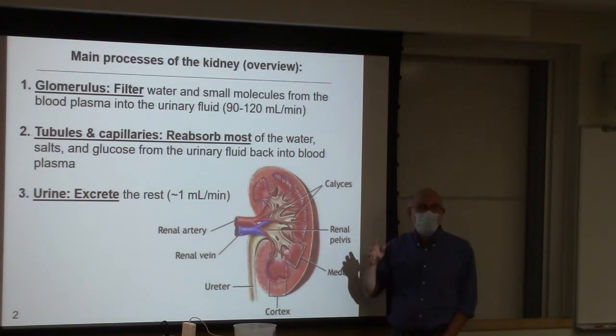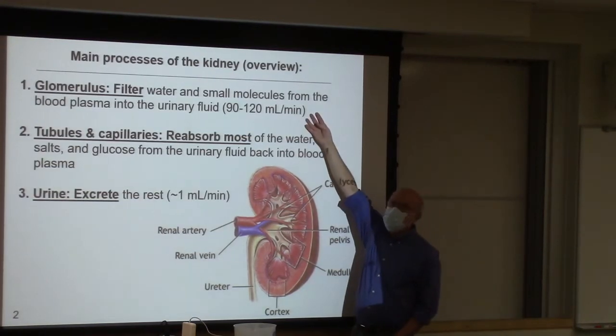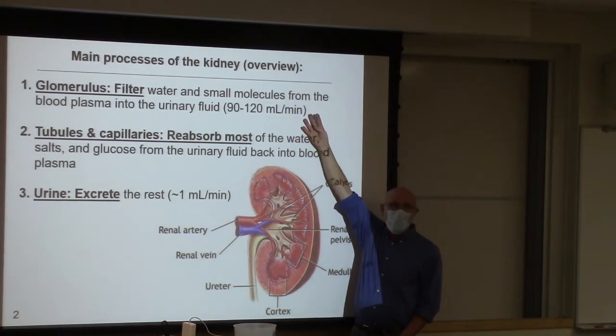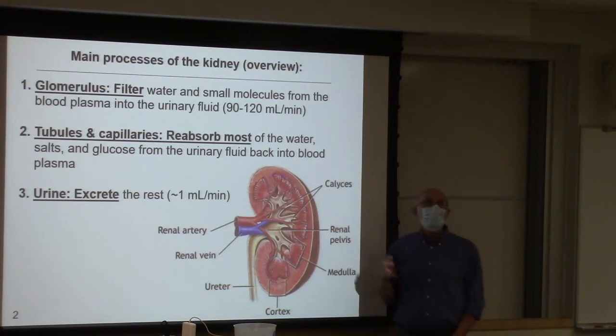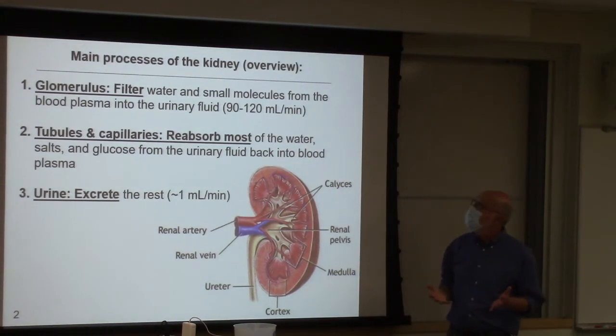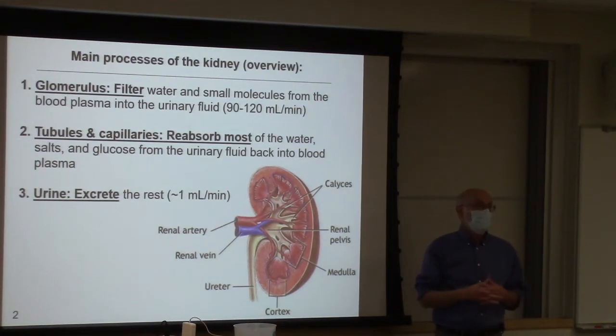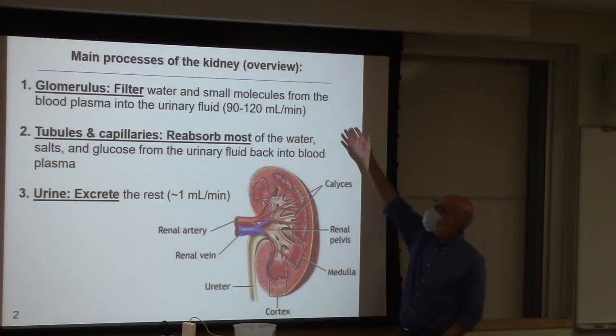So remember that the glomerulus filters water and small molecules from plasma into a filtrate. The fluid that is going to become urine starts out as a filtrate, and then we just call it filtrate, process filtrate or urinary fluid. It's not urine, it's not plasma, it's something in between. But it starts out as being filtrate.